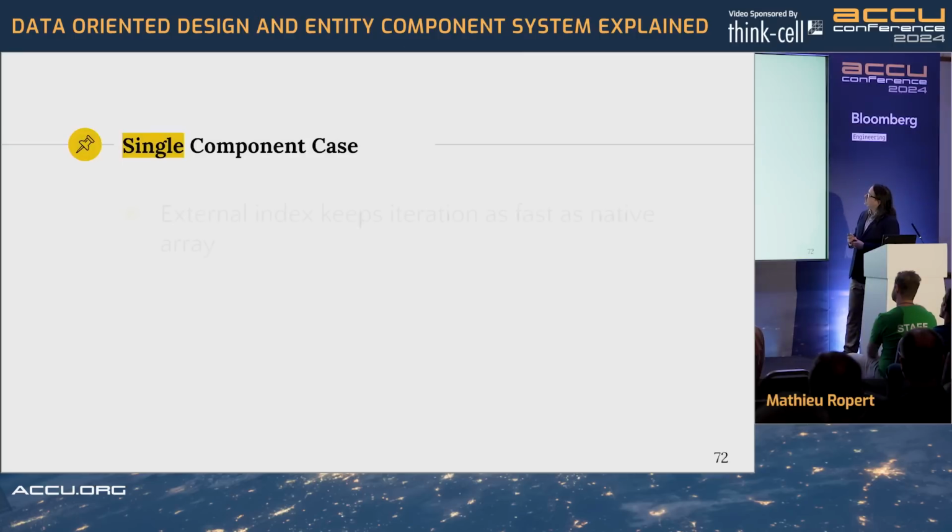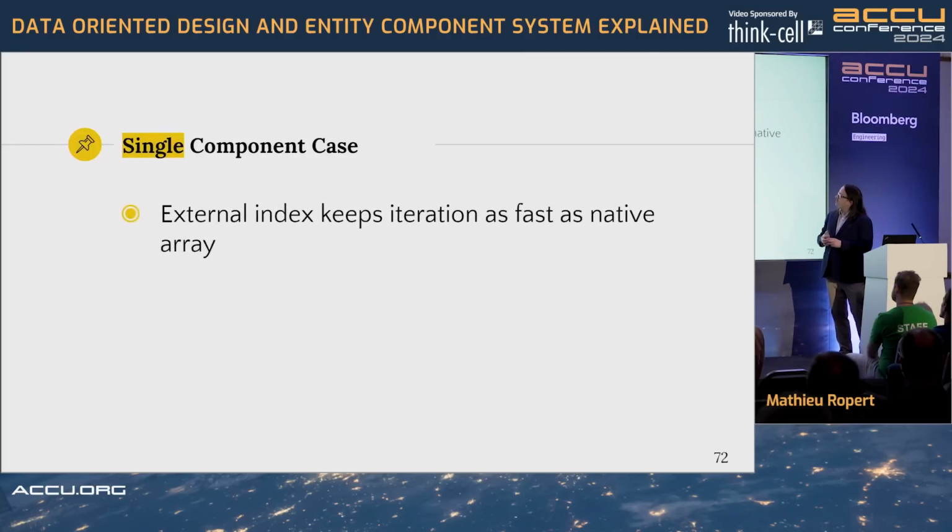Let's try something else instead. What if we do an external index? What's the advantage? Well, lookup is not actually that important. That's what we said before. It's important to be able to do a lookup by index, but that's not what we're trying to optimize. What we're trying to optimize is iteration. So the only thing we really care about is having a dense vector with no gaps.